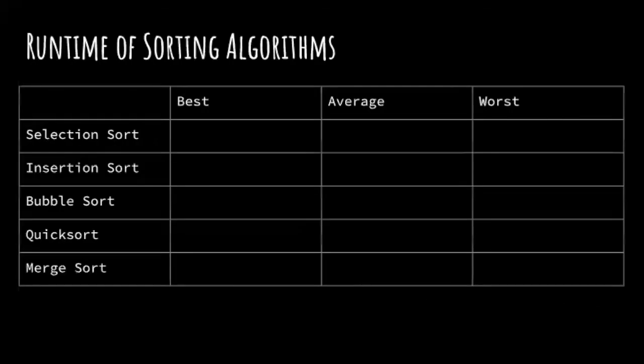So now we're moving into the runtime of sorting algorithms. Let's start with selection sort because that's the easiest. So with selection sort, for each location, you have to scan that location and everything to the right. So you start with the first location and you scan that location and everything to the right.